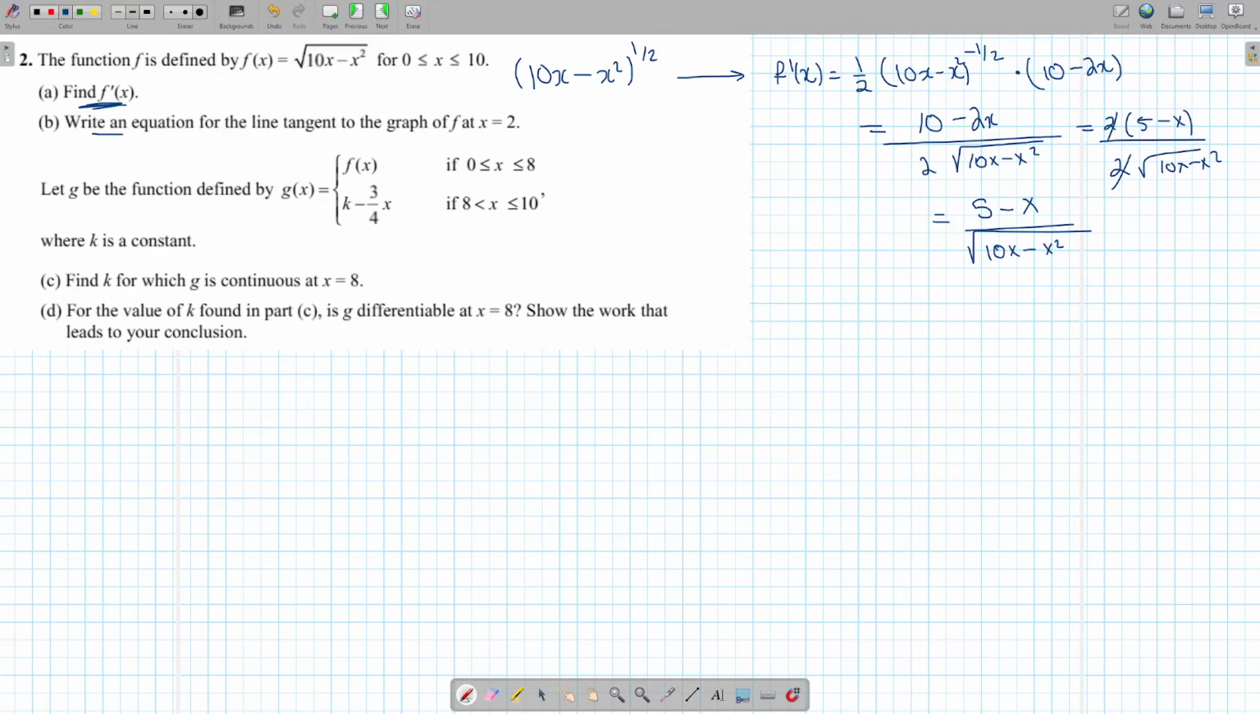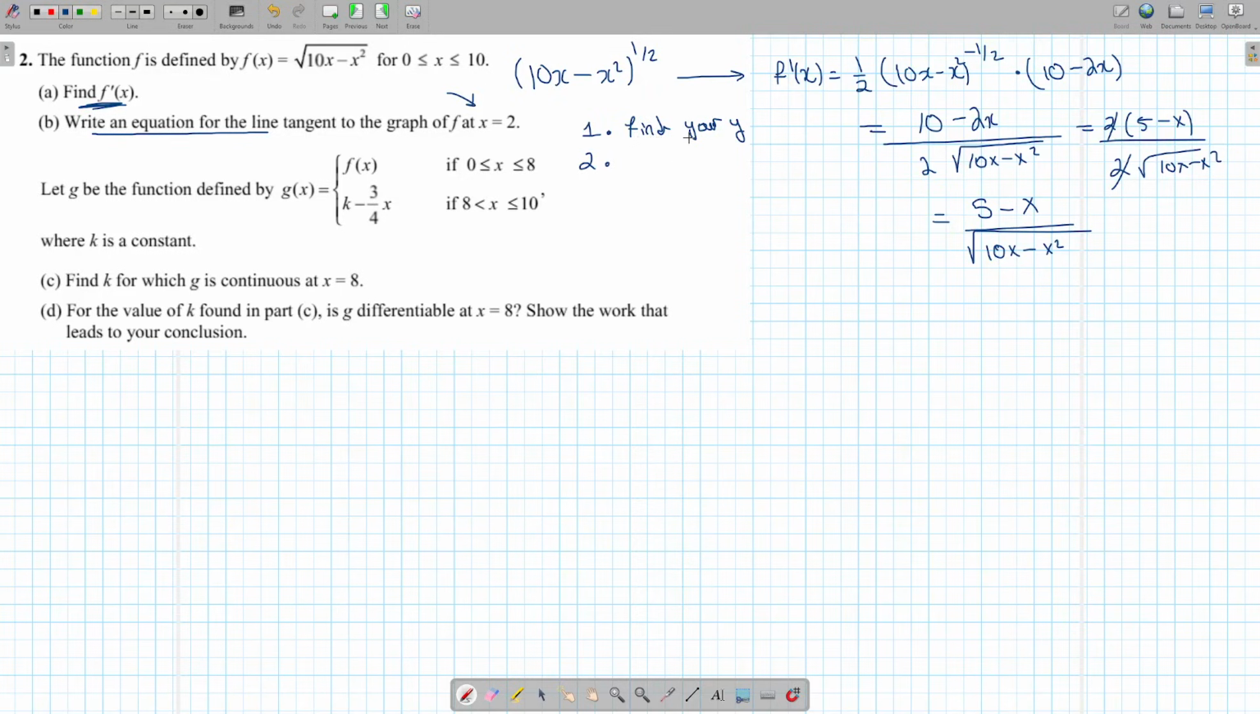Then part B, it says write an equation for the tangent at x equals 2. Now, how do we find the equation of the tangent? There are 3 steps. I just explained this to 12L today. First step is to find your y. I always tell you to find your y because to find an equation of a line, you need an x and a y. Many people do this step later on, but then your work gets really messy, so it will be hard to go back.